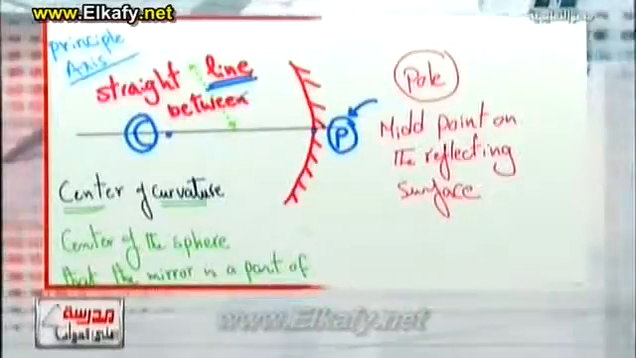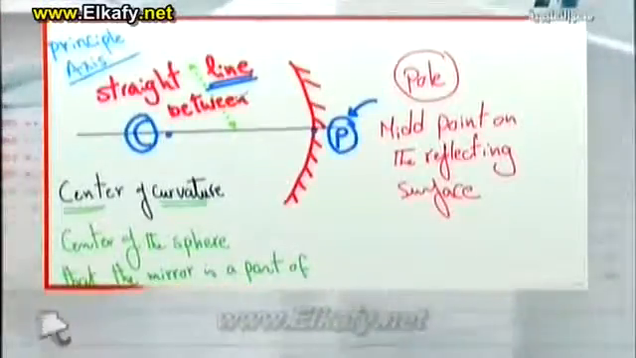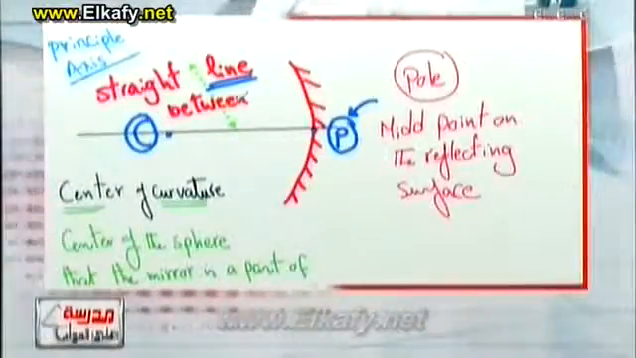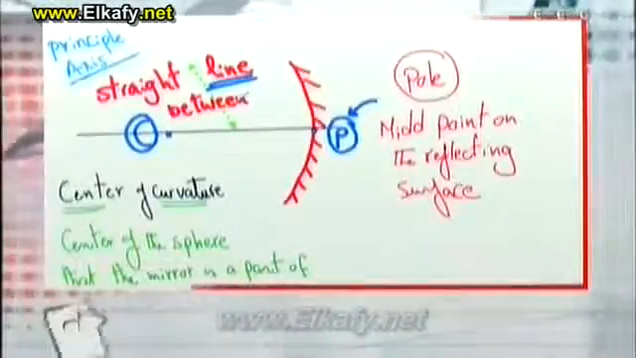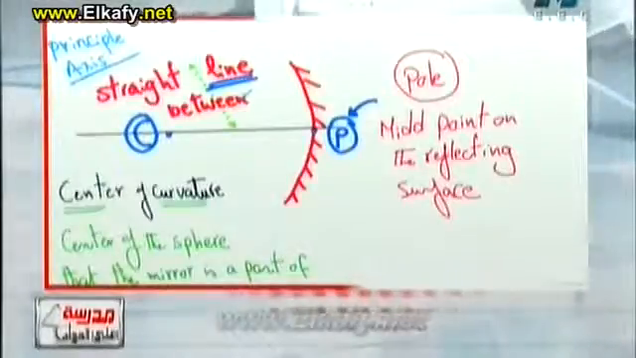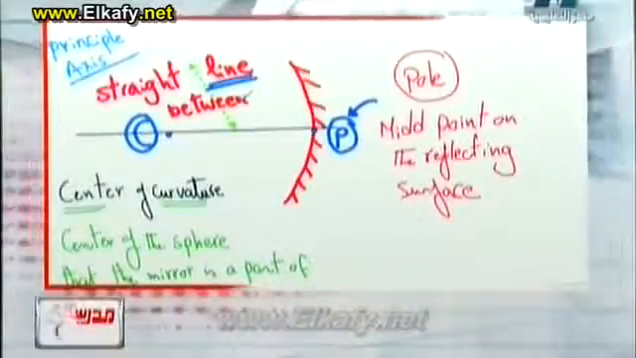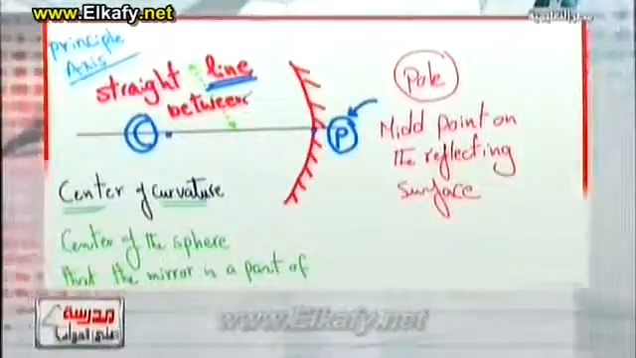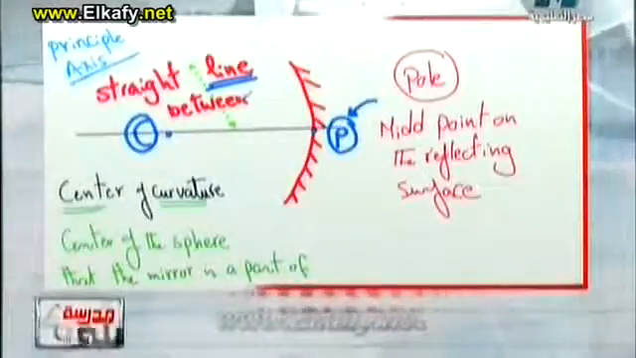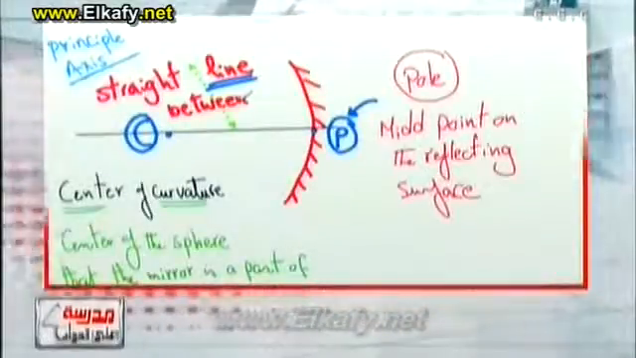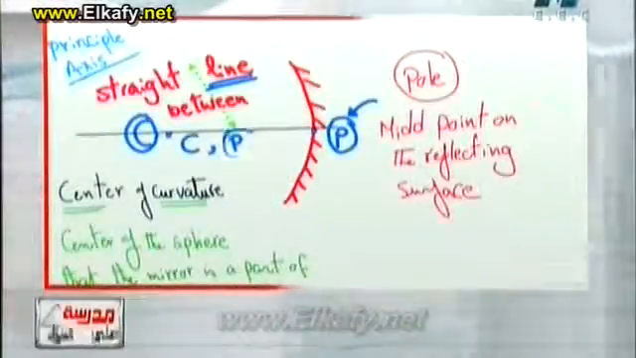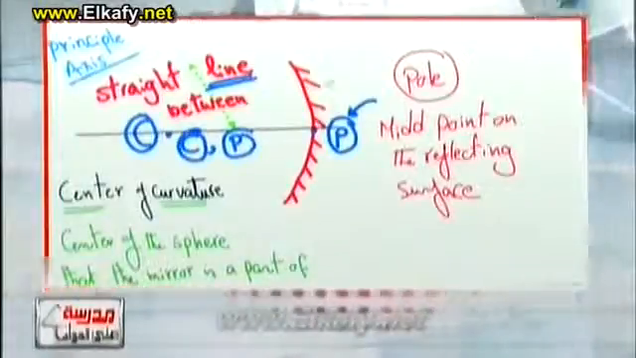How many principal axes are there in a spherical mirror, as you see in front of you? Two? Where is two? We have only one, which is from P to C. Give the reason: spherical mirrors have only one principal axis because it is a straight line between the center of curvature and the pole of the mirror. So we have only one principal axis.